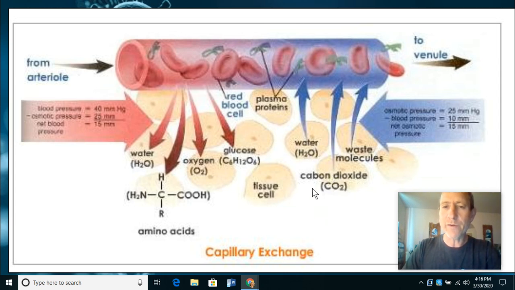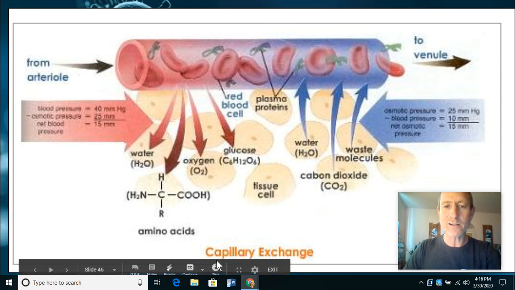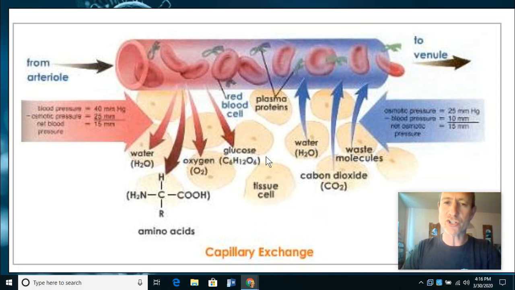Same thing here. If we have a whole bunch of carbon dioxide in your muscles because you're running a mile or something like that, then the concentration of carbon dioxide is going to be greater in your muscle tissue than it is inside of your capillary. So that carbon dioxide is going to diffuse into your blood. So that is called capillary exchange. It's a trading of chemicals. We got chemicals coming out and we got chemicals going in.